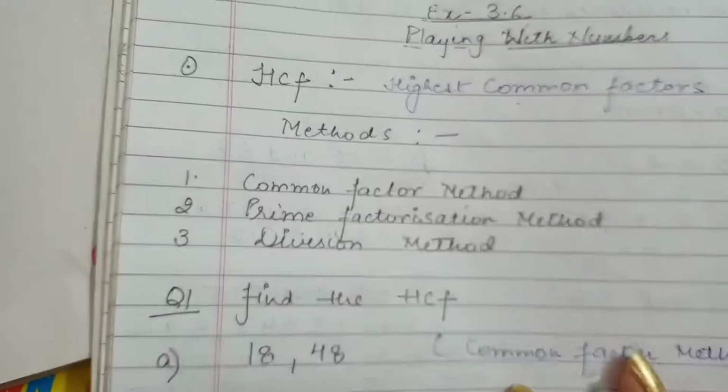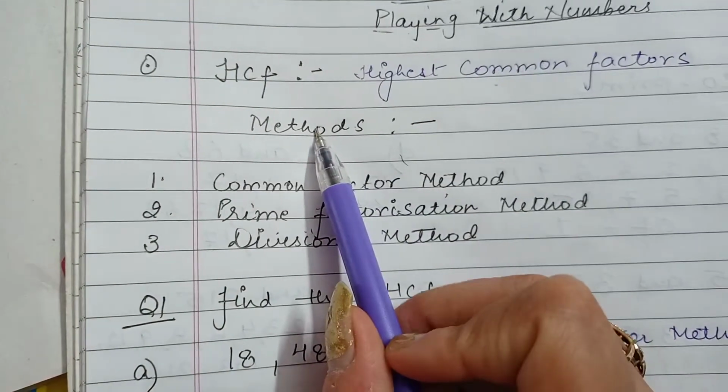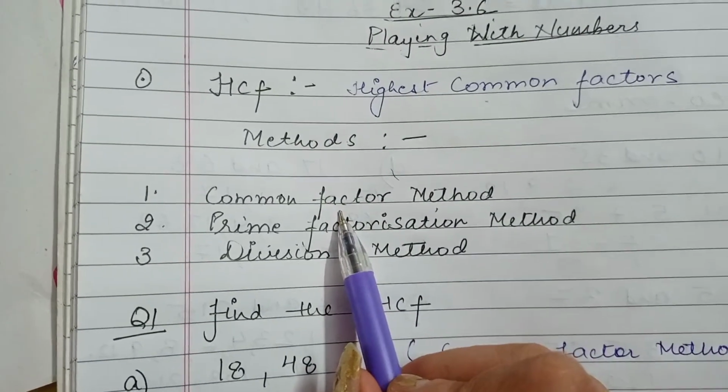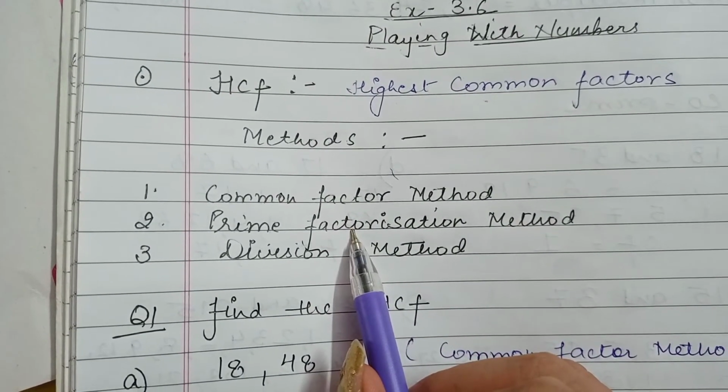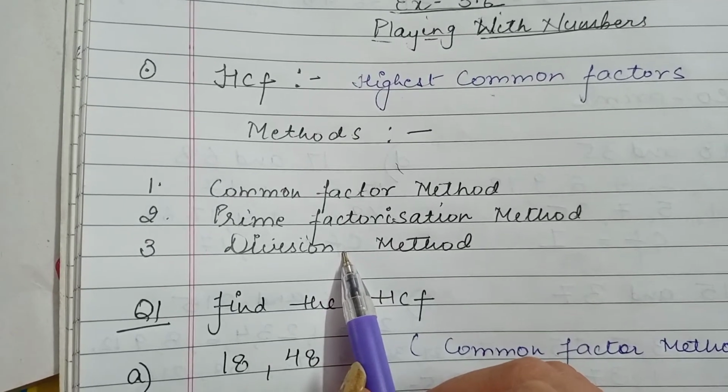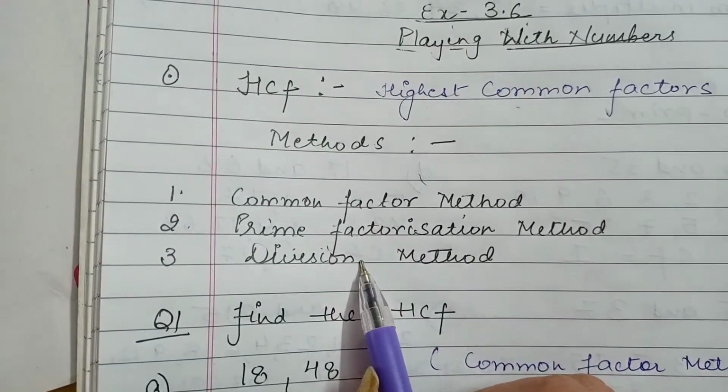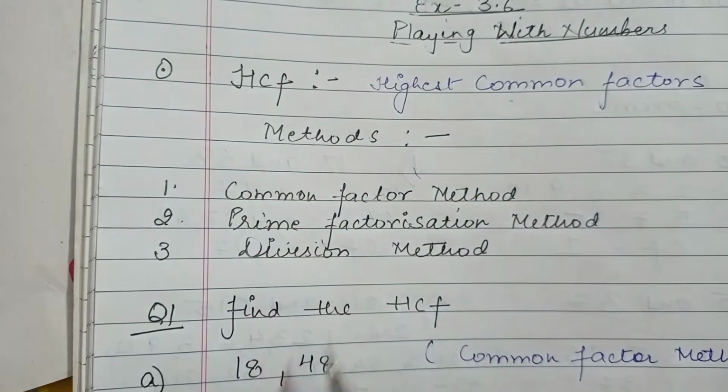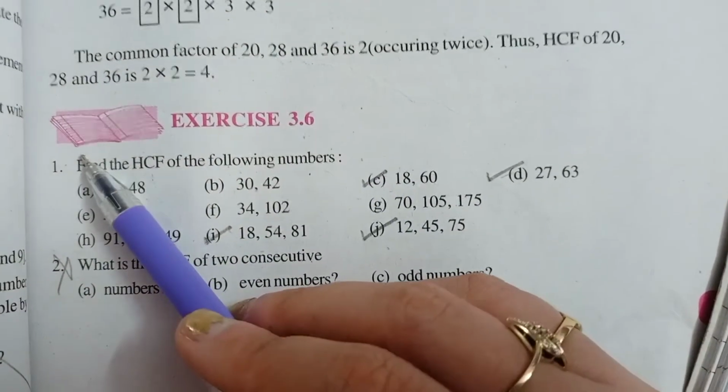There are different methods to find the HCF. One is your common factor method, the other is your prime factorization method, and the third one is division method. With any of the methods, we can find the HCF of the given numbers. So, let us start exercise 3.6, question number 1.